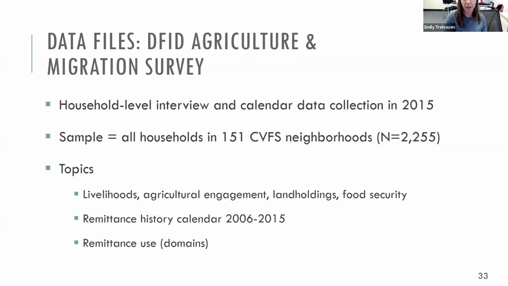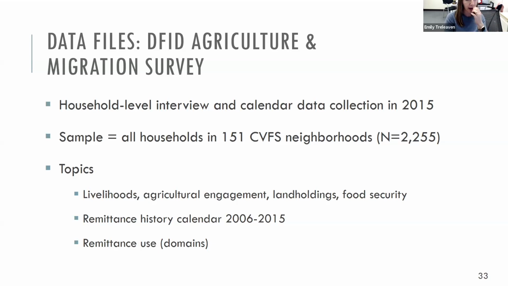And then finally, I want to mention a 2015 survey that was funded by DFID UK, which is the data collection that included the remittance history calendars that I just mentioned. And this data collection also included a household level survey, a closed questionnaire that included information on households' agricultural engagements, their land holdings, food security, and their livelihood. So what kind of labor they were engaging in: wage labor, salary, are they small business owners, which are often related to decisions to migrate and labor migration.